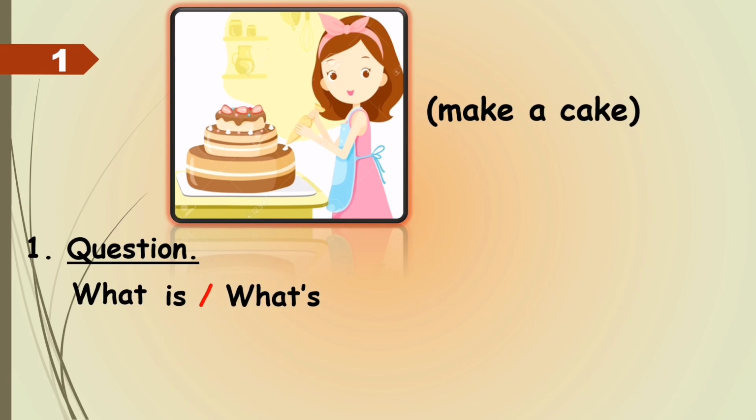What is or what's. And the subject, we will use mom for the subject. And verb with ing, doing. And don't forget the question mark. What is or what's mom doing? Now, to answer the question, remember, begin your answer with the correct subject. Look at the question. Which is the subject? Yes, mom is the subject.